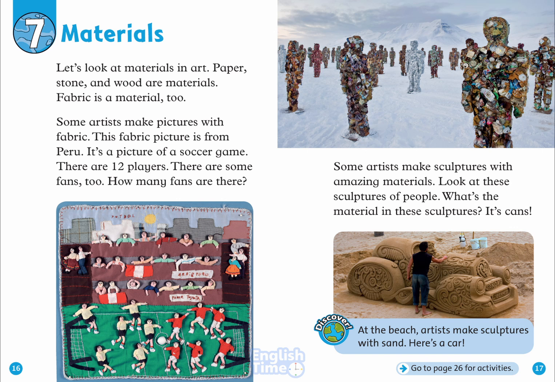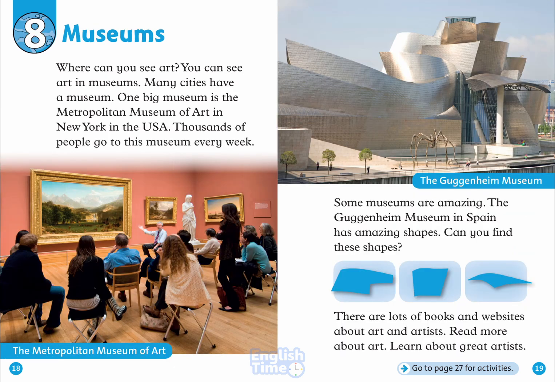Some artists make sculptures with amazing materials. Look at these sculptures of people. What's the material in these sculptures? It's cans. Discover. At the beach, artists make sculptures with sand. Here's a car. Chapter 8. Museums.